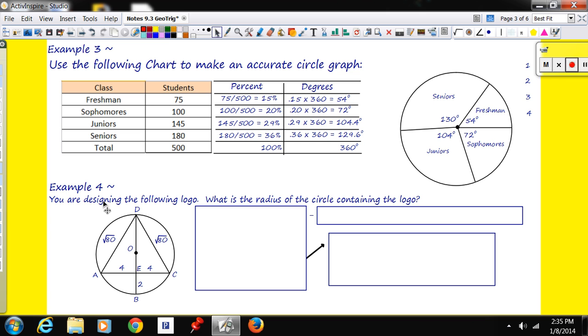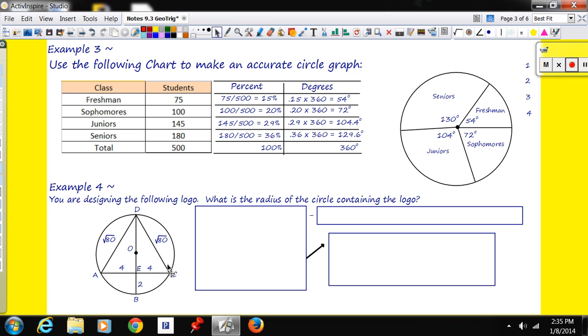All right, example 4. You're designing the following logo. This is going to be your new logo. What is the radius from O to B? Well, we know that from E to B is 2. They gave us that down here. They gave us from E to C is 4, and same thing with A to E. And they gave us this piece as radical 80.